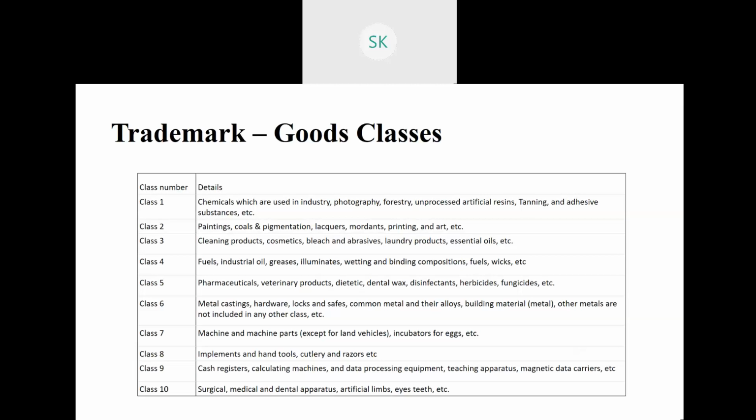Then coming to class 10, these are surgical, medical, and dental apparatus, artificial limbs, eyes, teeth. The products which come under class 10 are used in surgical, medical, and dental work. Maybe they may be the fork, the container to hold the container, the tongs to pull our teeth, or any equipment used during an operation, which comes under class 10.